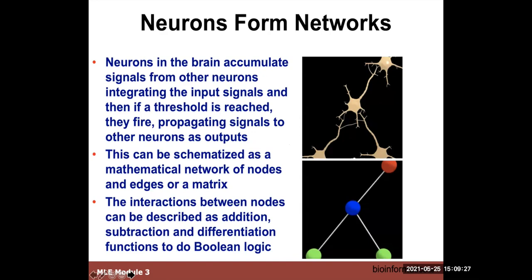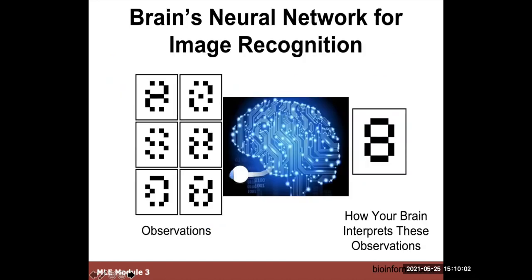And so that idea of integration, signaling, firing, sending information out can be really described as a matrix and a set of interaction nodes. The top is a schematic diagram of neurons, and the bottom is essentially a more mathematical node structure of the same thing. And in many respects, these interactions can be described as Boolean interactions, things that are on and off, ones or zeros. And this too is behind the reasoning with neural networks. In terms of being able to recognize images, this is one of the great strengths of neural nets. It's also one of the great strengths of the human brain.